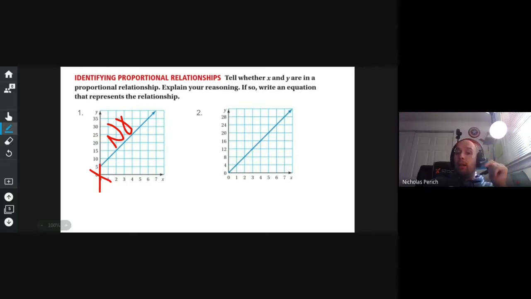What about this guy? Is this guy proportional? If so, write an equation that represents the relationship. Remember what we said before.